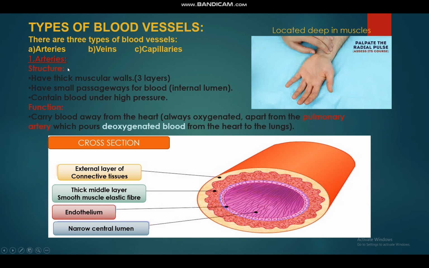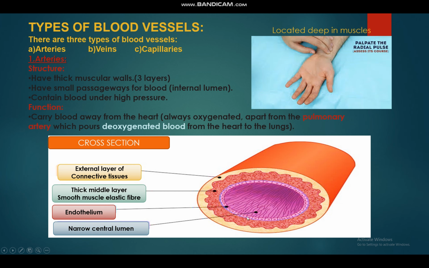The first blood vessel is the artery. First of all, we are going to explain the structure. Now this is the cross section of the artery, which has three layers. So the wall of the artery consists of three layers. The outer layer, that is the external layer, is made up of connective tissues. The thick middle layer is made up of smooth muscles and elastic fibers.